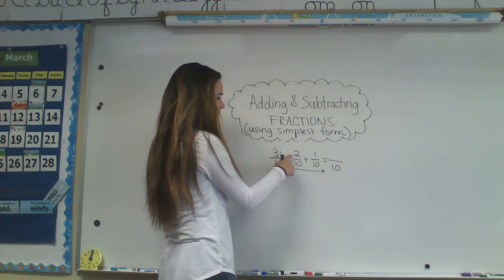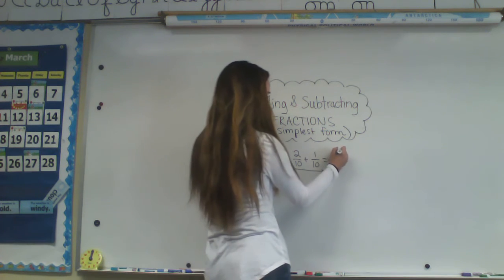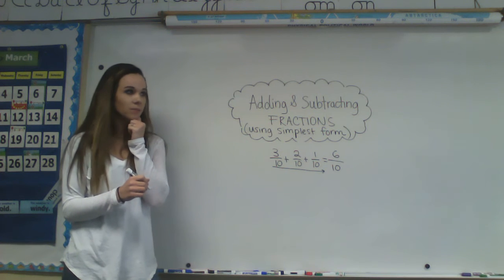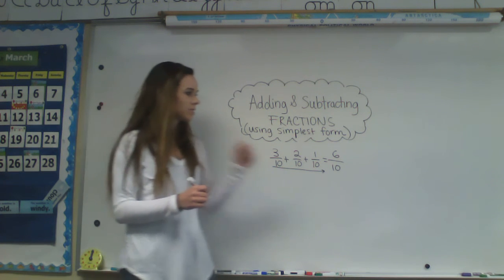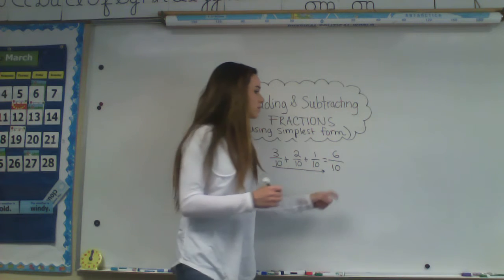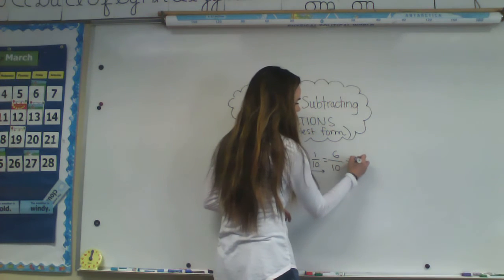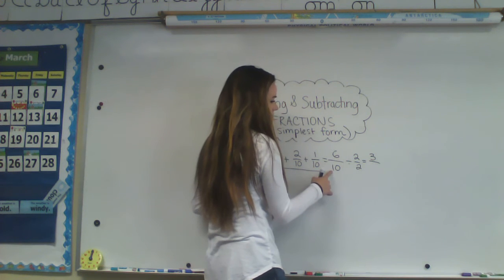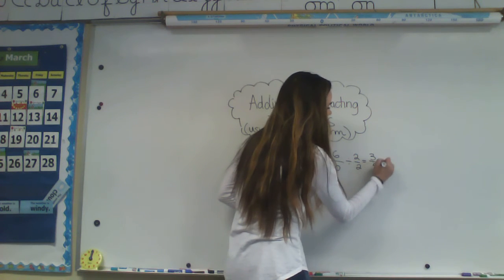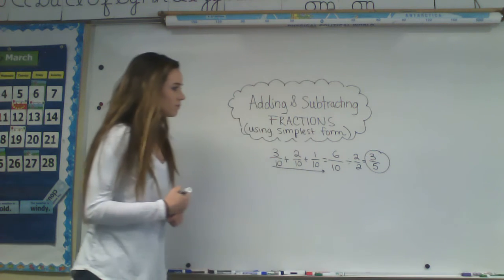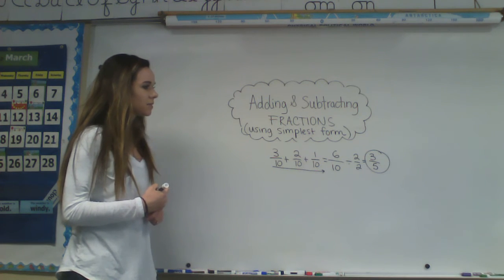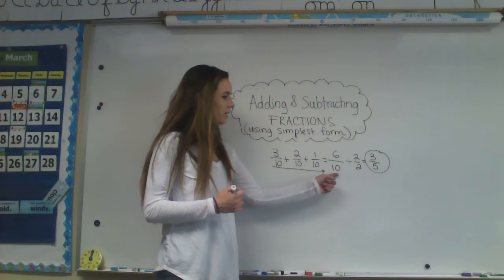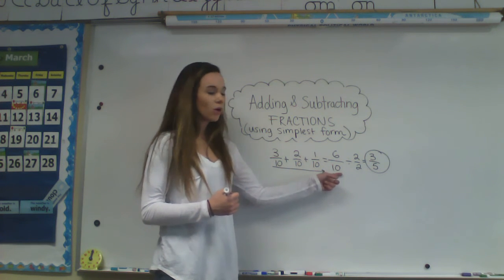3 plus 2 is 5. 5 plus 1 is 6. So we have 6 tenths. We're going to write this in simplest form. Can we simplify this? Yes. 2 goes into 6 3 times, and 2 goes into 10 5 times, giving us 3/5. So whenever we're writing in simplified form, we're looking at the product that we got and figuring out, can we reduce this anymore?